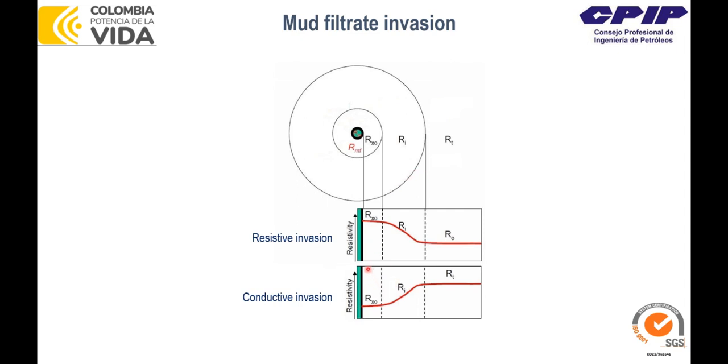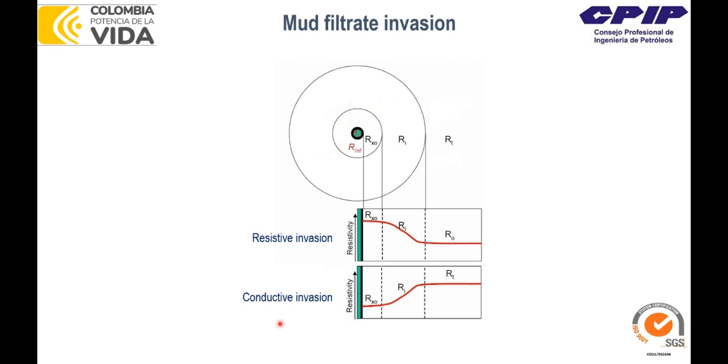And here we can have two types of invasion: resistive invasion and conductive invasion. Resistive invasion is when resistive mud invades into the conductive fluid in the formation. Like if you have oil-based mud, for example, and you have a water layer, the resistive oil will invade the formation and change the resistivity in the invaded zone. Or vice versa, you can have a conductive invasion, which means you have water-based mud, and you have the oil layer in the formation. And this water filtrate invades the formation and changes resistivity.